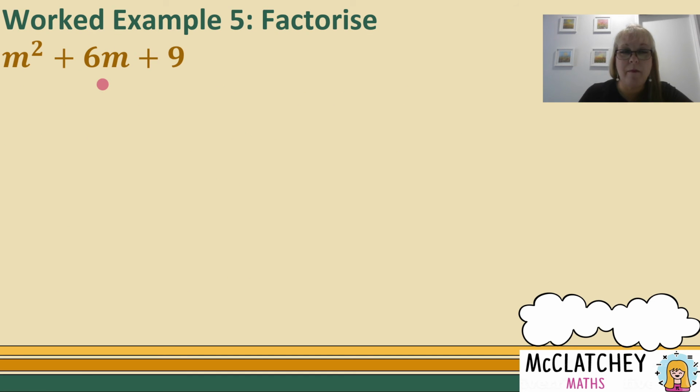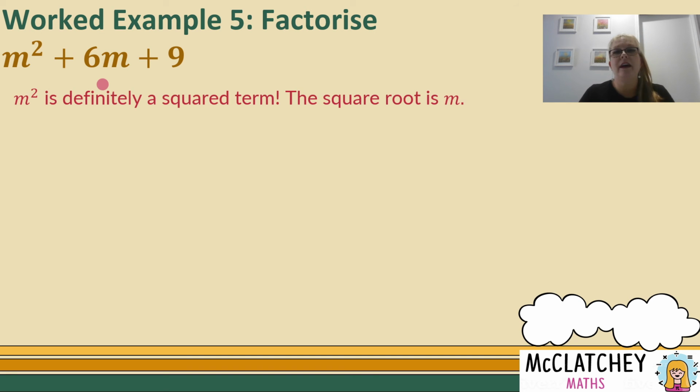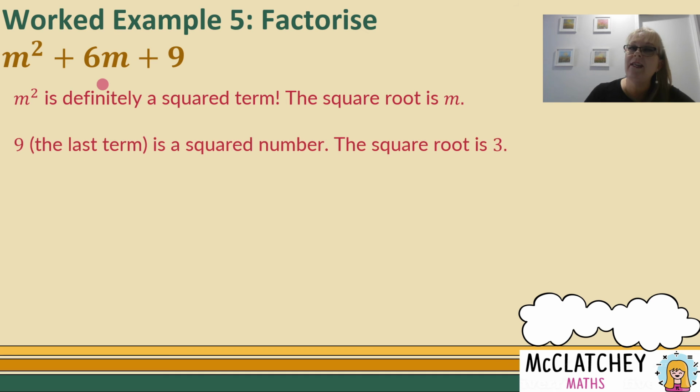Here's my next example. Factorize m squared plus 6m plus 9. So we're going to follow this same process again of just checking to see, firstly, is it a perfect square? I know m squared is a squared value because the squared gives that away, and the square root is m. Looking at that last number, positive 9, is that a square number? Oh yes it is. The square root is 3.